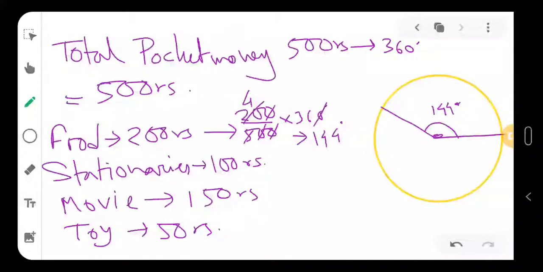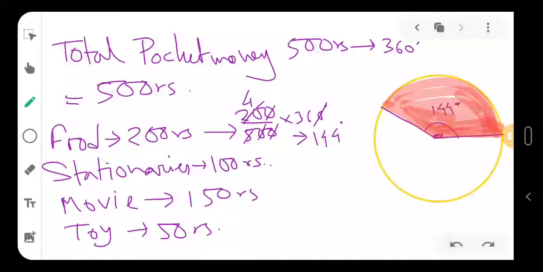Okay. So now you just color it. Any color you can use. If you are using a pencil, then you can give different shapes like triangle shading or some sort of box shading, whatever you can give. And if you have color, then you can directly color it. So that means the red portion is representing my food part. So this much portion I have used for my food.